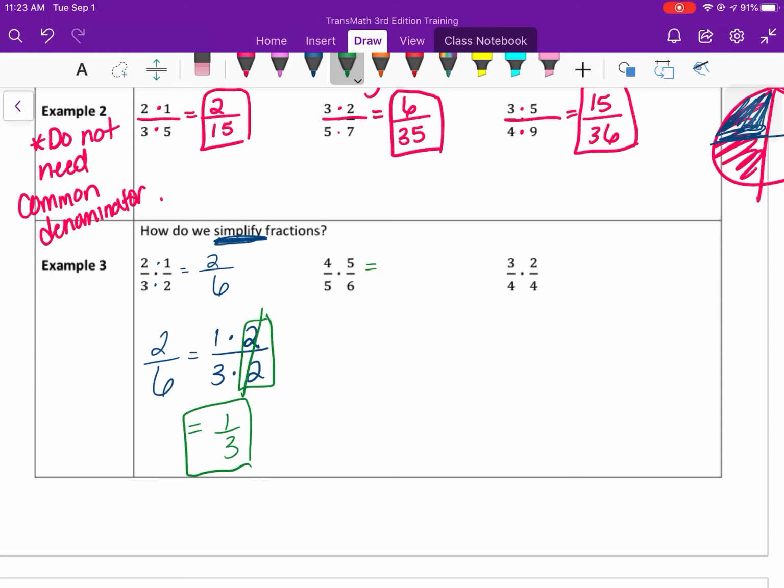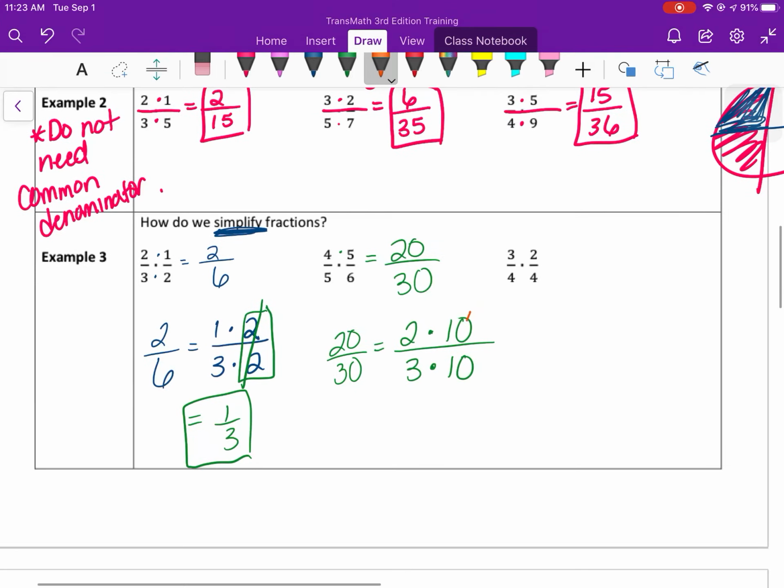Okay, so let's do that again. So first, multiply across. 4 times 5 is 20. 5 times 6 is 30. What do 20 and 30 have in common? They both have 10 in common. So I would rewrite this as 20 is the same thing as 2 times 10. 30 is the same thing as 3 times 10. So I can cancel the 10s because 10 divided by 10 is 1, which means that 20 over 30 simplifies to 2/3.